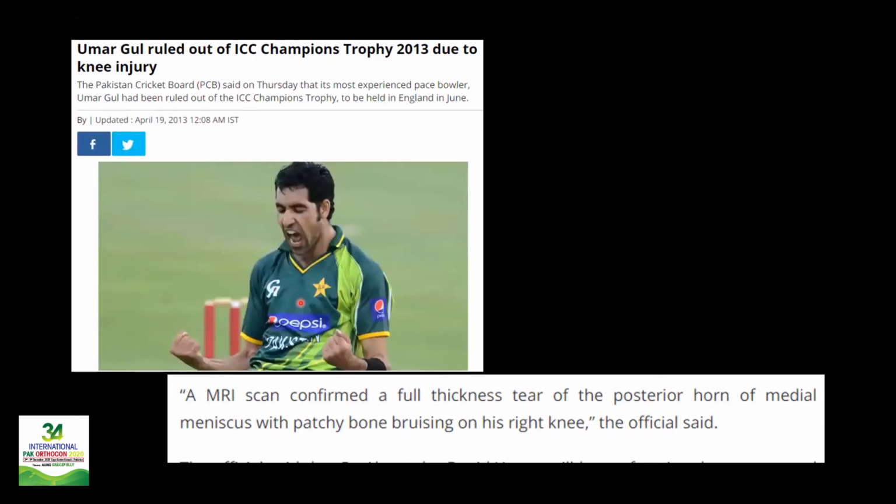So again, another news. Umar Gul was out of the ICC Champions Trophy, where MRI confirmed a full thickness tear of the posterior horn of the medial meniscus with patchy bruising on his right knee. So it always keeps making news, especially from the sports side.